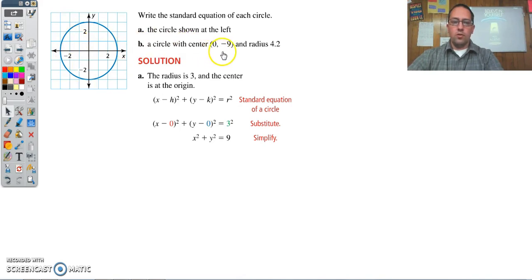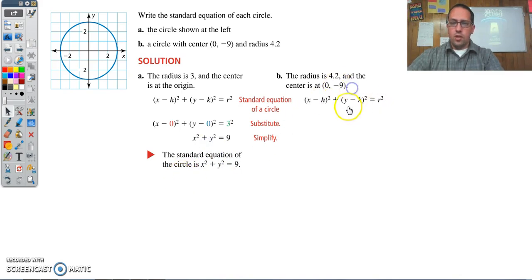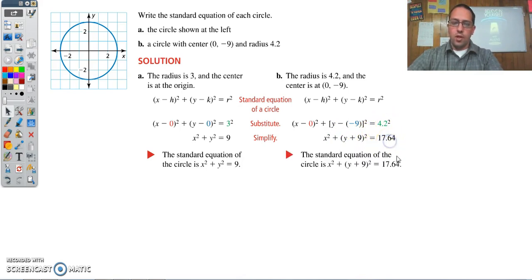Now we're going to write the equation for a circle that has a center at 0, negative 9, and a radius of 4.2. So again, here's our standard equation, standard form. We'll plug in for the center, 0 for h, negative 9 for k, and we plug in 4.2 for r. Simplify this. x minus 0 is x, y minus negative 9, so (y plus 9) squared, equals 4.2 squared, which is 17.64. All right? And there is the equation for that circle.